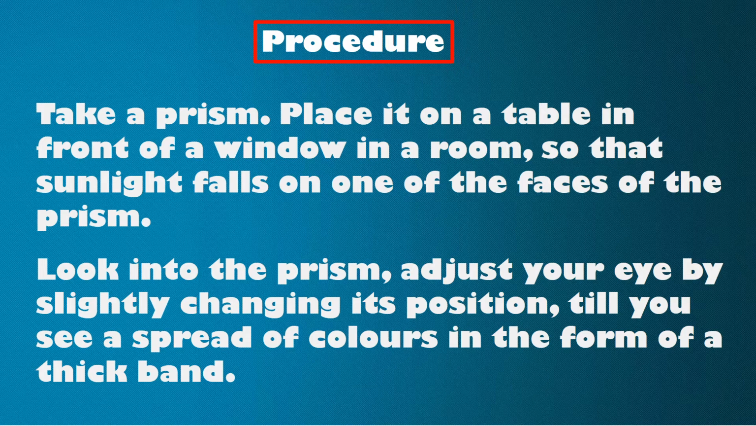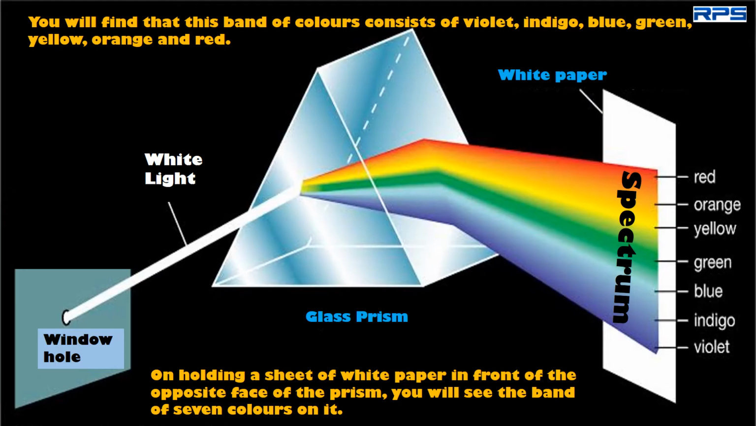Look into the prism. Adjust your eye by slightly changing its position till you see a spread of colors in the form of a thick band. You will find that this band of colors consists of violet, indigo, blue, green, yellow, orange, and red. On holding a sheet of white paper in front of the opposite face of the prism, you will see the band of these 7 colors on it.